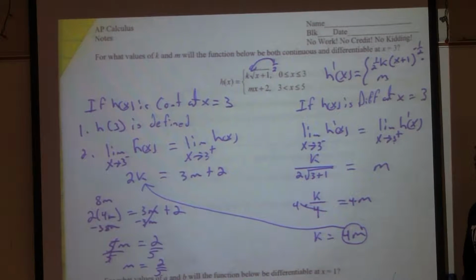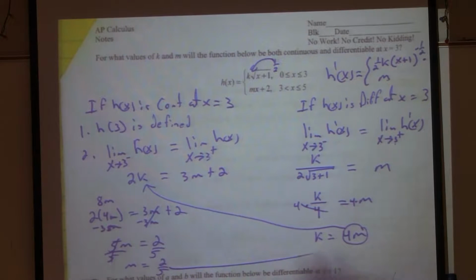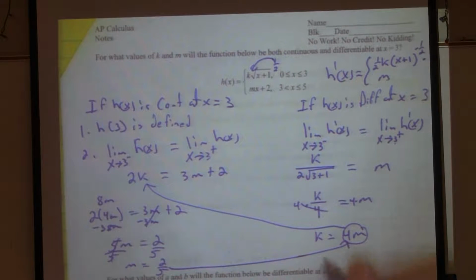And now how do I figure out k? Because that's the other part that I want. Put the 2/5 in there, right? Now I get this guy, and the system goes full circle. So k is equal to 4 times 2 over 5. So that equals what?